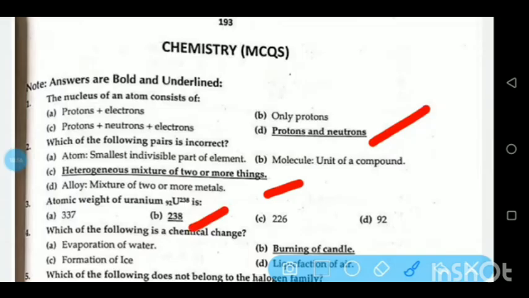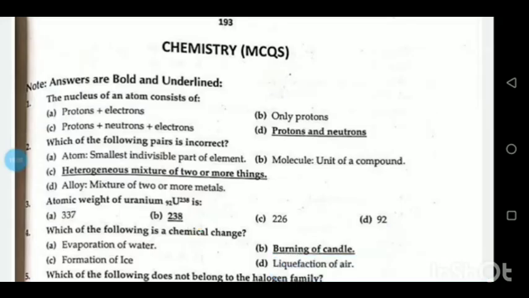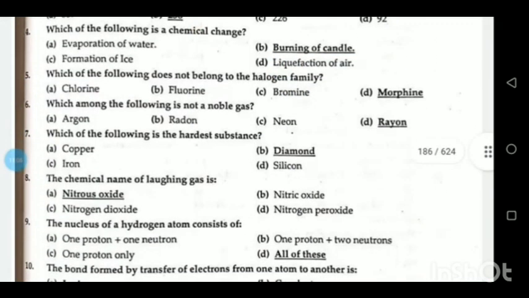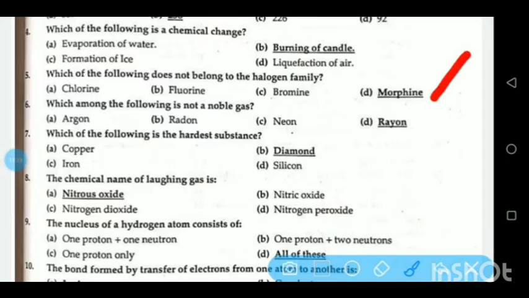Which of the following is a chemical change? Burning of candle. Which of the following does not belong to the halogen family? Morphine. Which among the following is not a noble gas? Radon. Which of the following is the hardest substance?